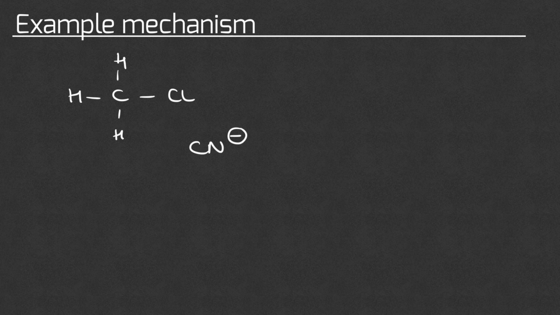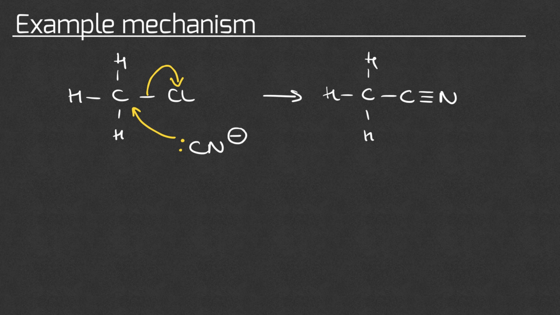The mechanism would involve a molecule of halogenoalkane and the cyanide ion. The lone pair on the carbon would attack the carbon on the halogenoalkane, with the carbon-halogen bond being broken, with the arrow going from the middle of the bond to the chlorine. And this would produce the target nitrile molecule.